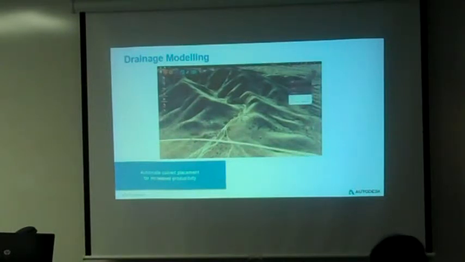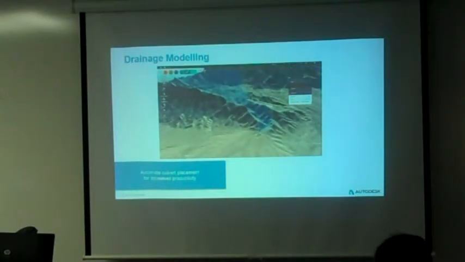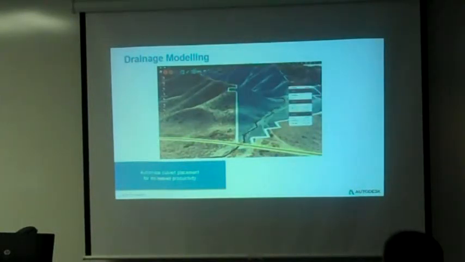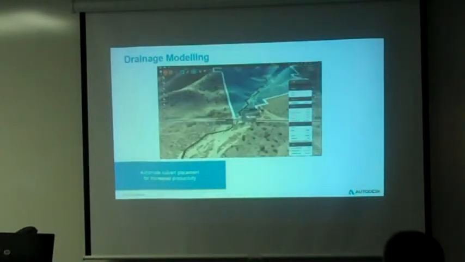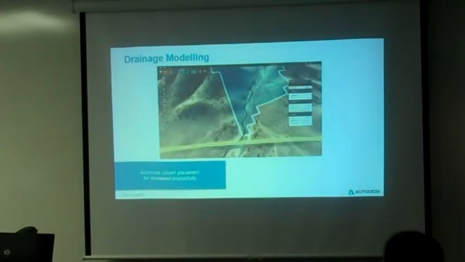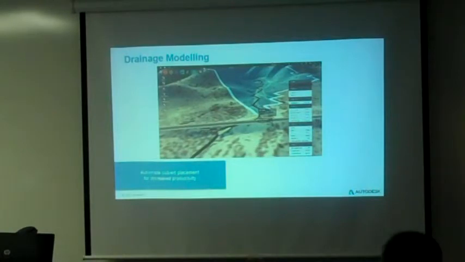So here's just a little animation of how that might work. We kind of just picked a portion of the highway and then allowed it to automatically select the culvert placement. And now it's showing us what that looks like. And now that we've got that culvert in there, we can start taking a look at some of the runoff values. And then we could add pipelines or connectors to then decide what we want to do with that, and then take that into Civil 3D.